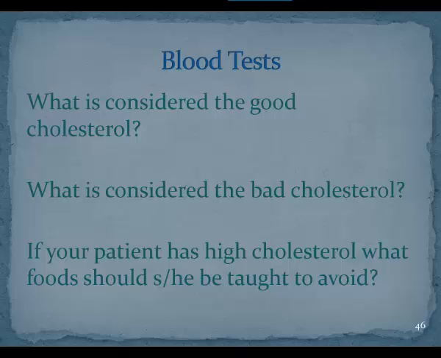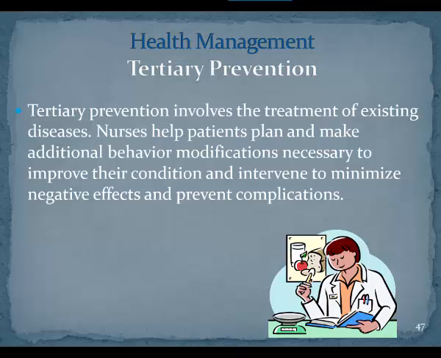The primary blood tests used for screening are the total cholesterol, HDLs, LDLs, triglycerides, the CRP, and the homocysteine levels, and we will talk more about these in class. What is called tertiary prevention involves the treatment of existing diseases. Nurses help patients plan and make additional behavioral modifications necessary to improve their conditions and intervene to minimize negative effects and prevent complications.